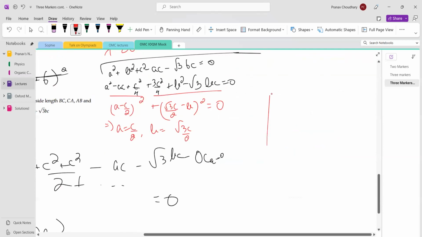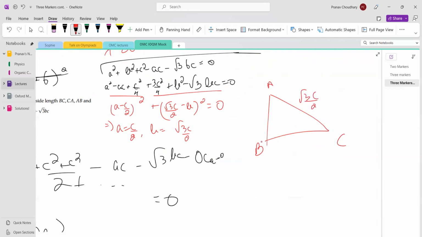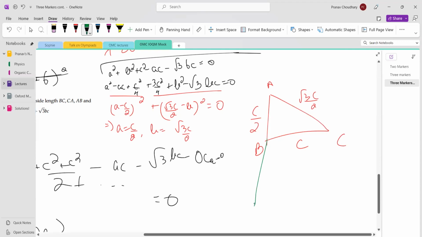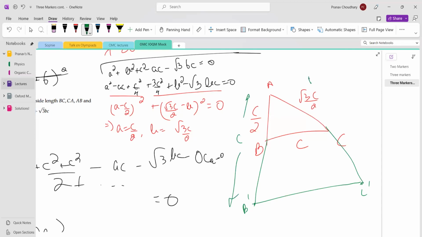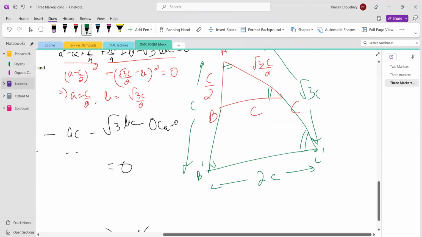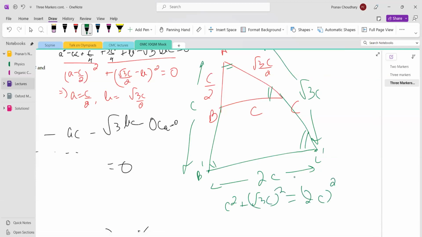So the sides in triangle ABC are root 3c by 2, c by 2, and c. You can scale if you want, multiply every side by 2, because even if you scale, the angles remain the same, right? Define these as a dash, b dash, c dash. Then this is c, this is root 3c, and the angles are the same: angle A is the same, angle B is the same, angle C is the same, and this is 2c. And clearly this is a Pythagorean triple. So c square plus root 3c squared equals 2c whole squared, which means this angle is 90 degrees.